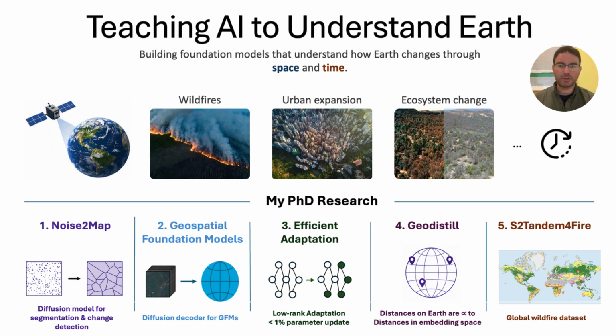Satellite imagery is being collected over Earth at all instances in time, at all locations. These include images of wildfires, urban expansion, ecosystem change, and much more. However, a fundamental challenge remains. Earth is changing continuously over time and space. So, how can we really teach AI models to understand this changing behavior of Earth?